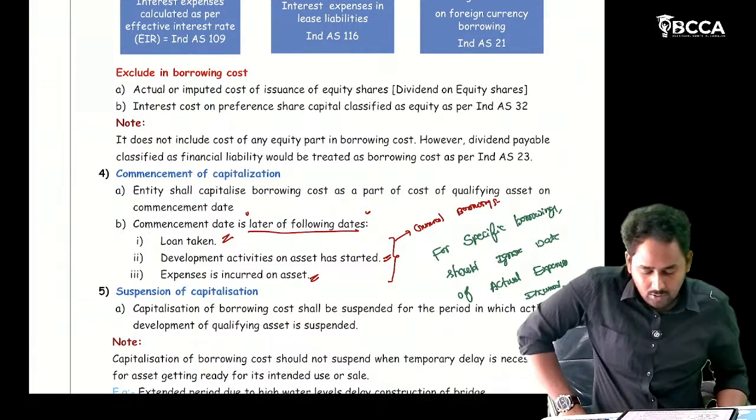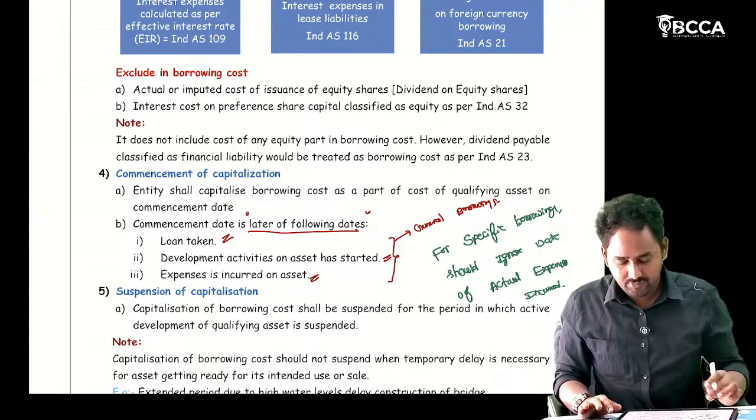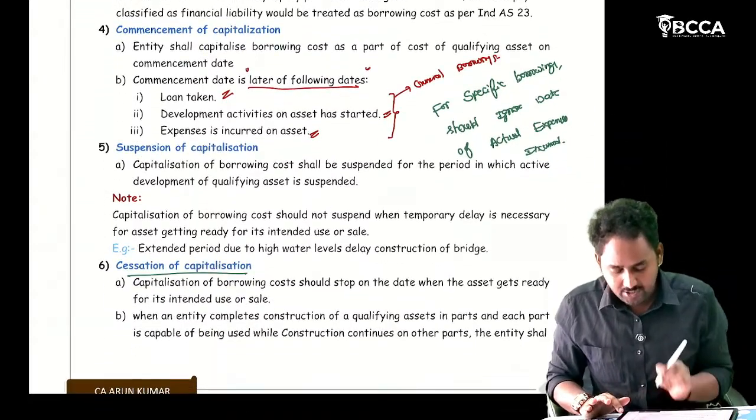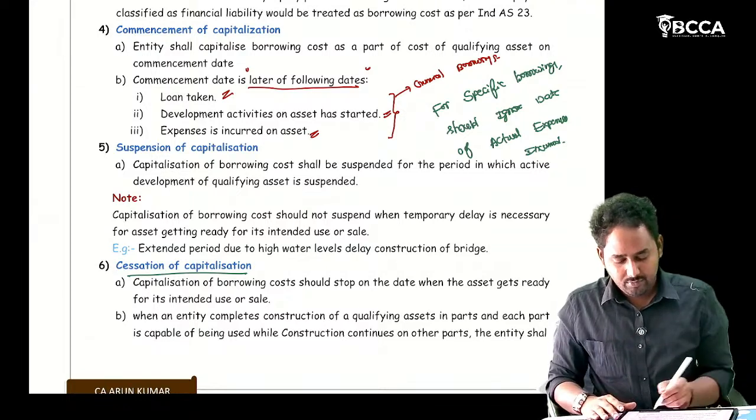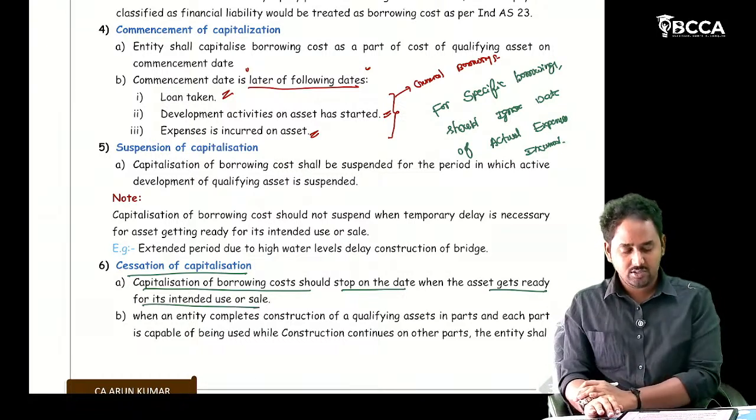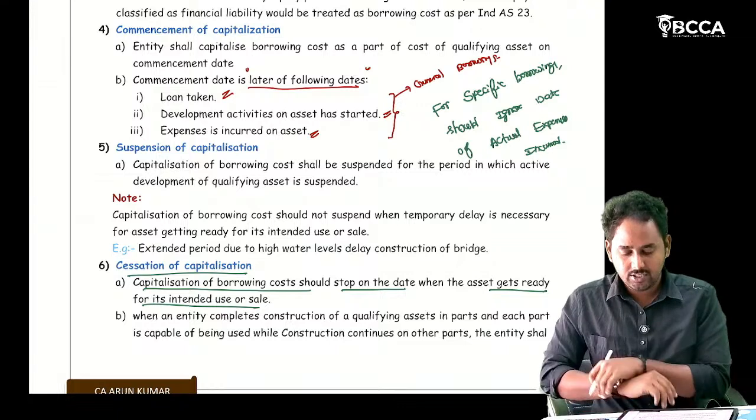Okay. So let's see the exact form. This is the commencement date. And when should we stop the capitalization of expenses? The capitalization of the borrowing cost should stop on the date when the asset is ready for its intended use or sale. So that is the stopping date.